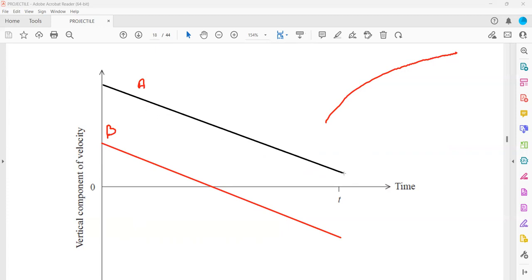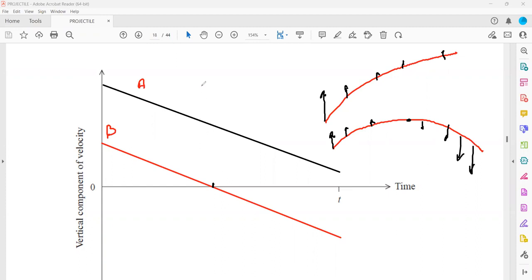Both lines should be parallel, because both have the same acceleration due to gravity. So here the vertical component is decreasing, but it does not reach maximum height, so it is not zero. But for B, what happened? As it follows the trajectory, the vertical component is maximum in the beginning, then starts to decrease, and at the maximum height it is zero. At this position the vertical component is zero. And then it is coming down, so the vertical component is increasing.